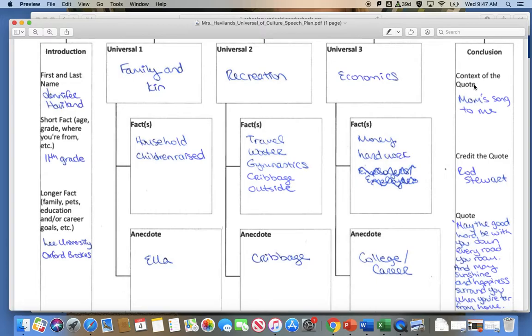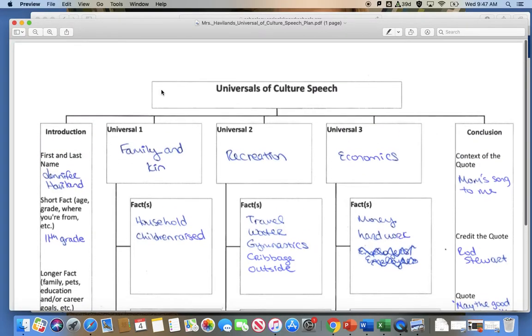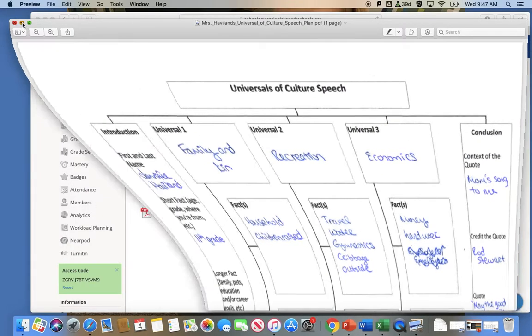And then the conclusion, you're going to give the context of the quote, credit the quote, and then my quote was really long, so that's why I had to. And you probably have to write your whole quote out, but mine was just really long. So that's an idea of what yours should look like.